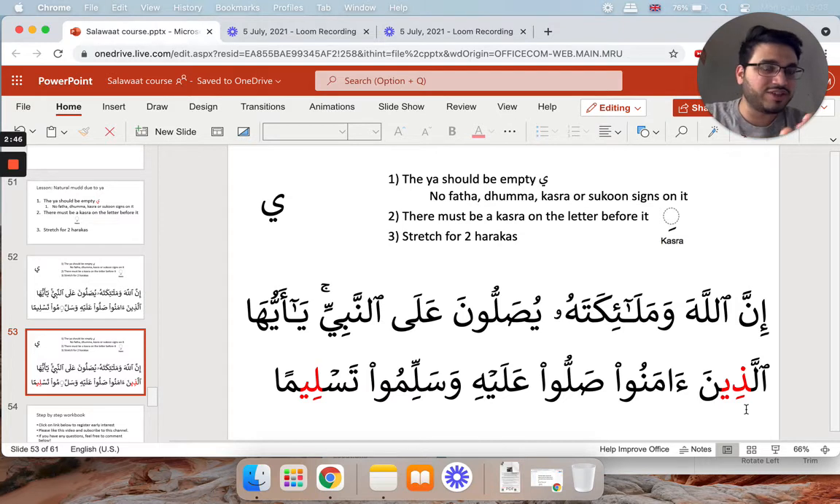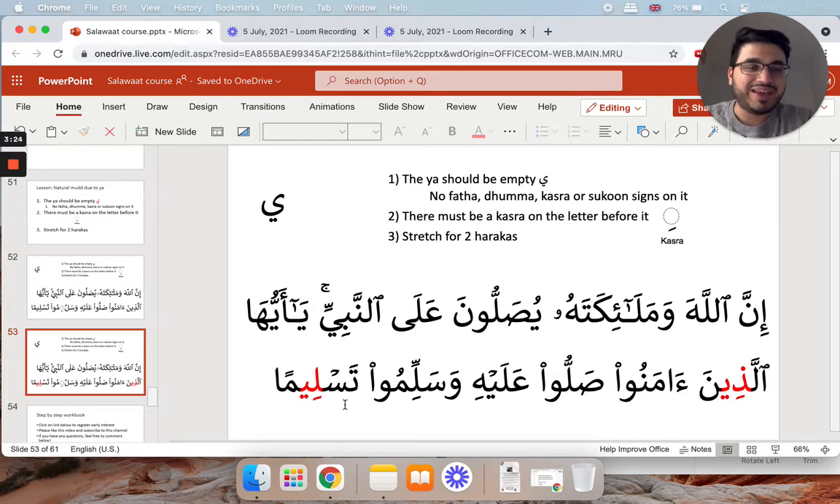The wrong way to say it would be ladhina with a short vowel. It's not ladhina, it's ladhina with the stretch. Alright, the difference is quite subtle, but like I say in my previous videos, it is night and day when you start hearing and observing that difference. The right way to say it would be: Ya ayyuhalladhina, ladhina, 2 harakas.